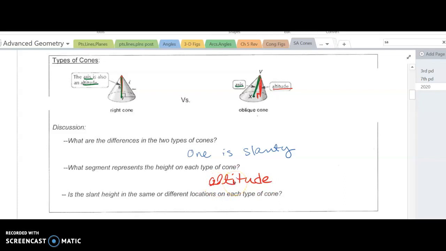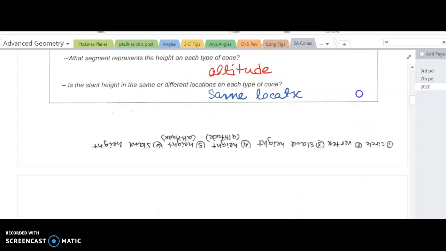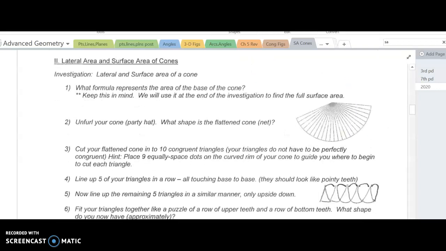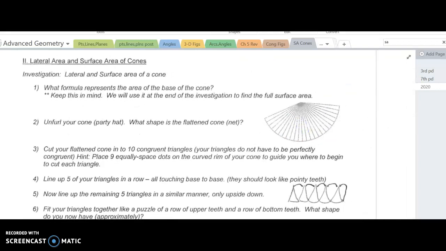Okay, and is the slant height in the same or different locations on each type of cone? The slant height here and here, it's in the same place, right? Same location. Okay, so now what you're going to do is you're going to do this investigation with me, in which we literally look at something like a party hat and come up with the lateral area and surface area of a cone.